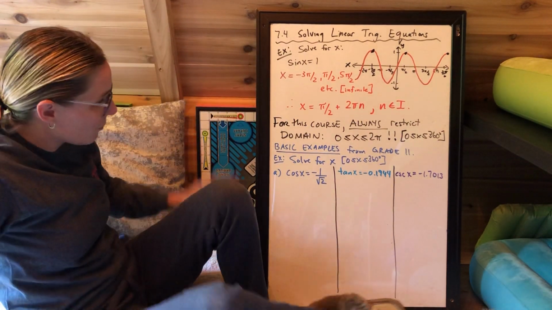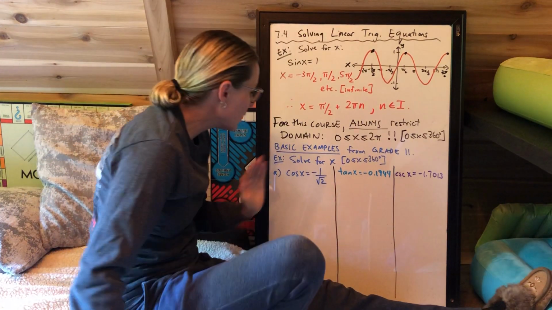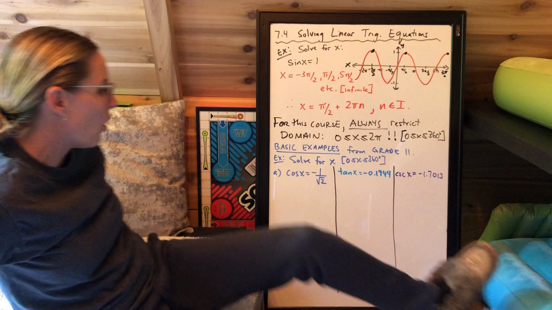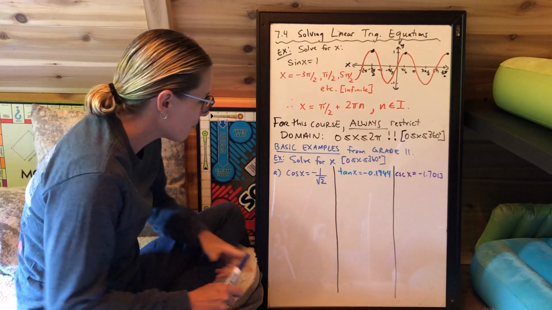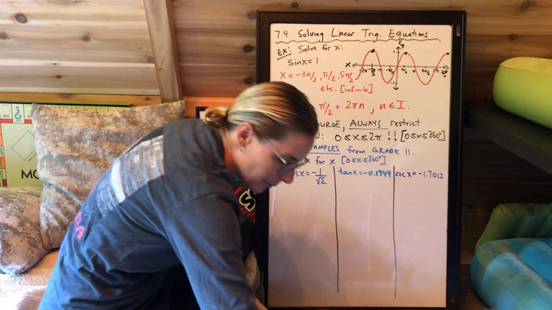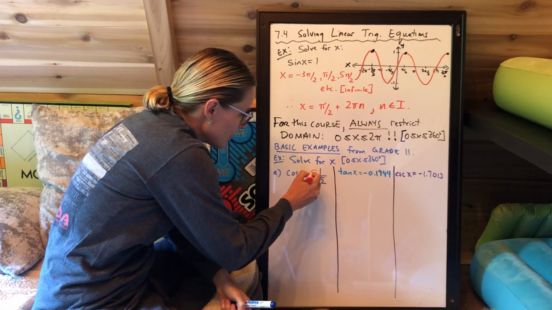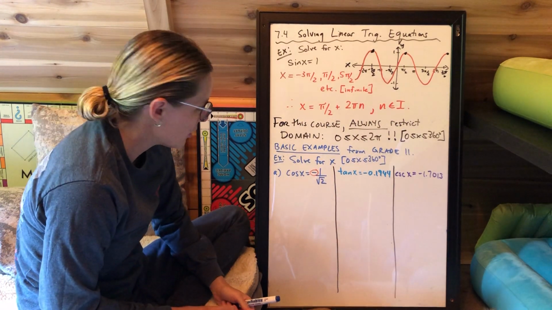Okay, so the first 3 examples I want to do are complete review. Basic examples from grade 11 is what I've called them. In all of these ones, it's going to look the same. So if you're in my class, they'll look very similar. We look at the sign only to tell us what quadrant it's in.